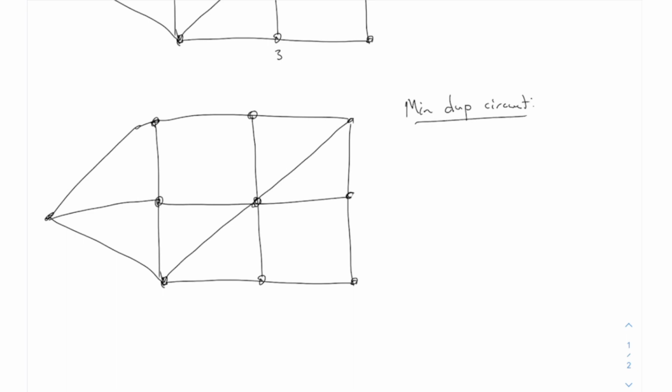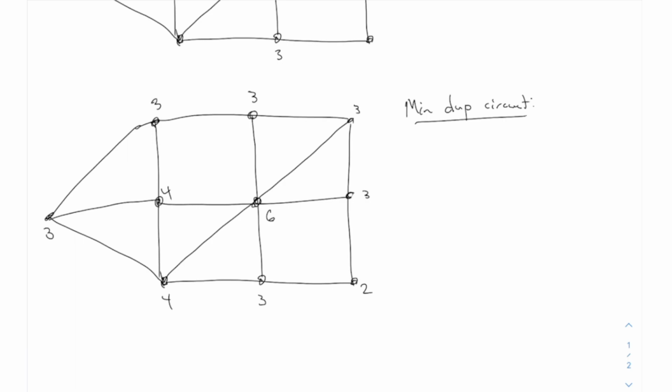So a minimum duplication circuit is like an Euler circuit, but you are trying to cover every edge with as few duplicates as possible. And again, you should start by figuring out the degrees, which I did before. 3 here, 3, 4, 4, 3. If they were all even, then I wouldn't need to make any duplications at all. The reason that duplications are necessary is because there are some odds here.